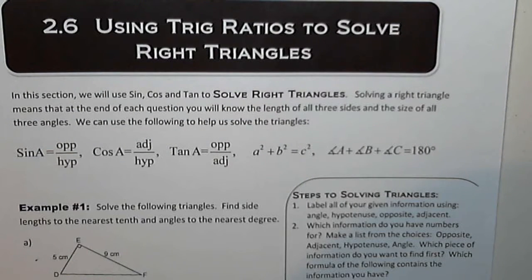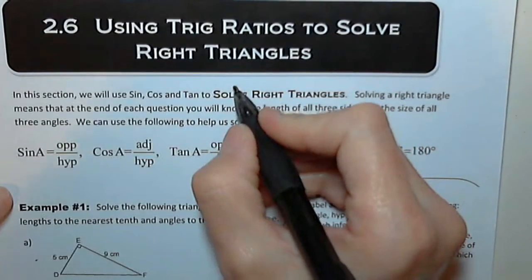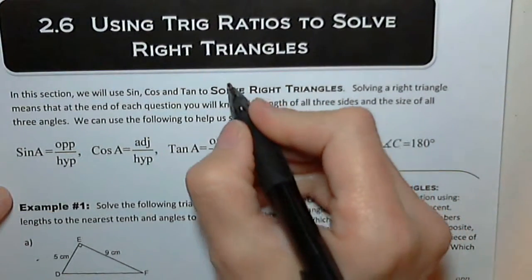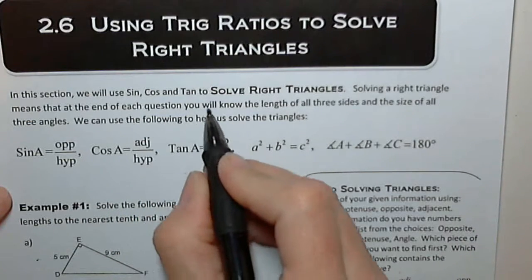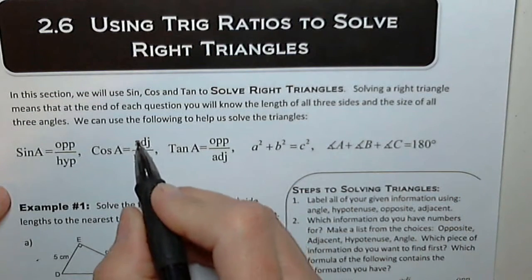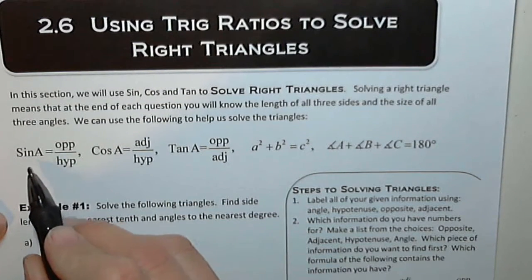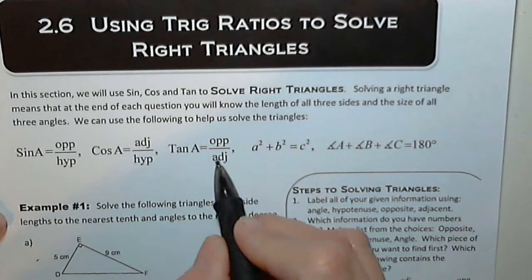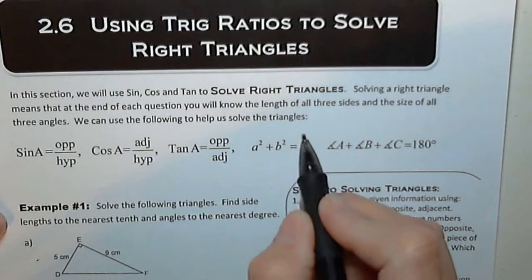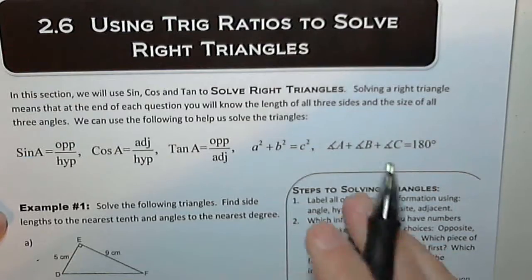In this section, 2.6, we are going to use trig ratios to solve right triangles. And what I want you to note is that we've never used the language solve right triangles before. To solve a right triangle means at the end of each question, you will know the lengths of all three sides and the size of all three angles. To help you do this, you're going to use our sine ratio formula, our cosine formula, our tan formula, the Pythagorean theorem, and the fact that all three angles in a triangle always add to 180.